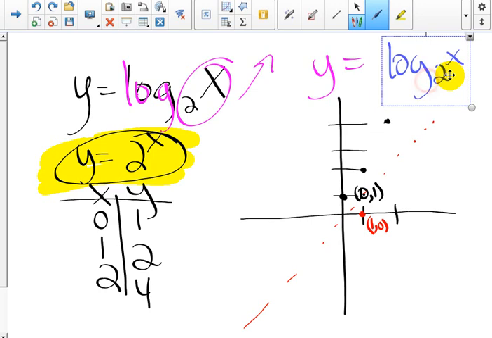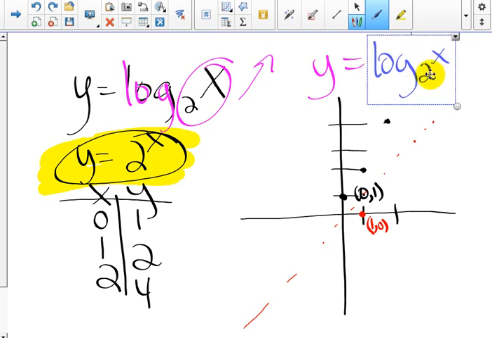Okay. No, I'm not going to do it. So work that while I'm fiddling with this.